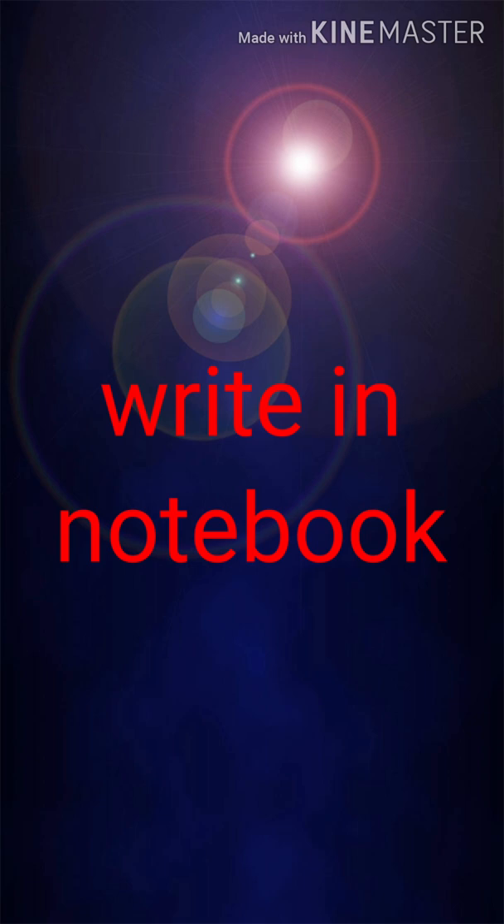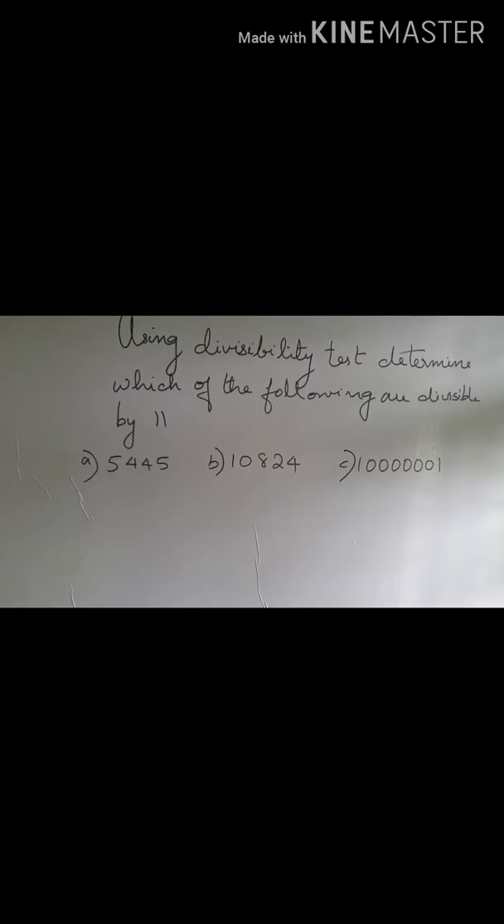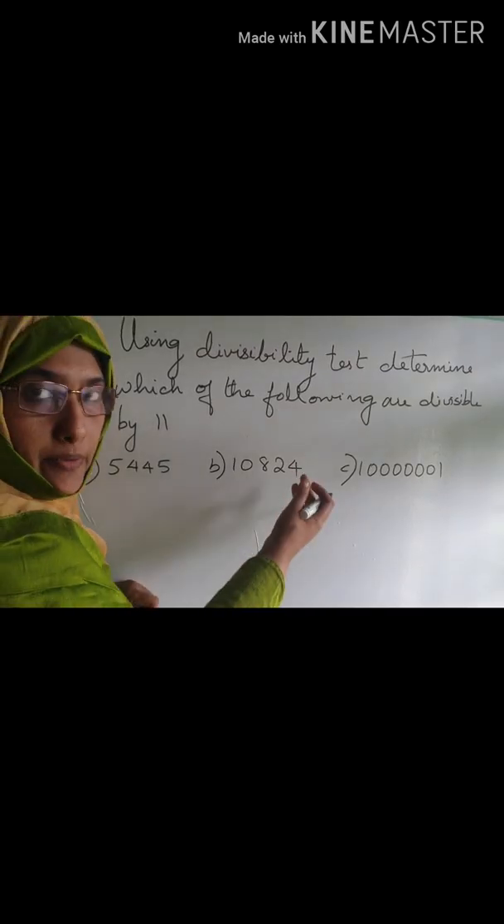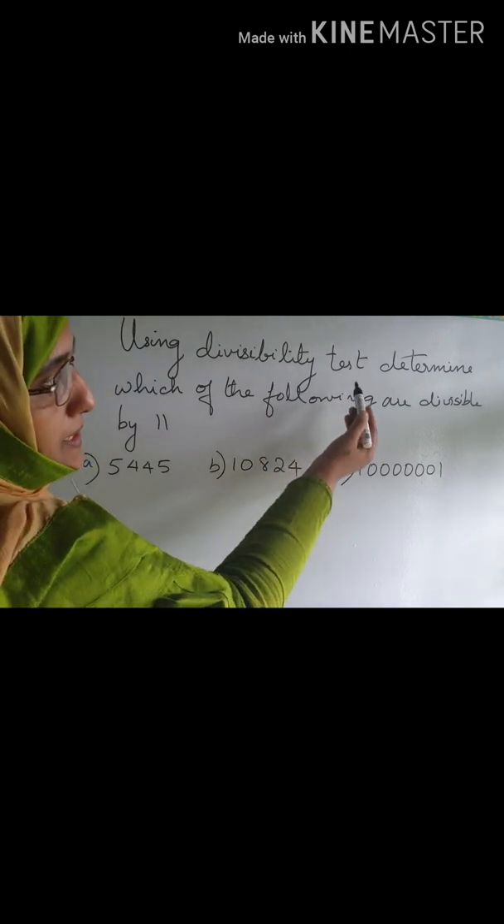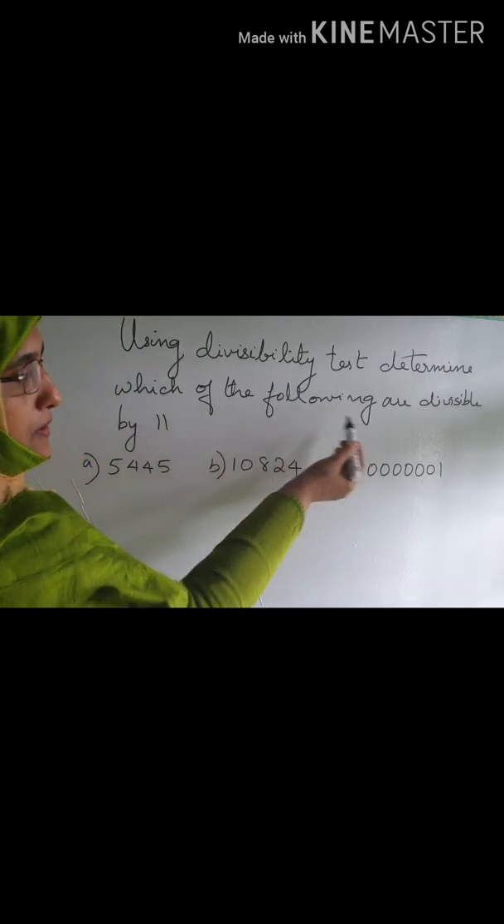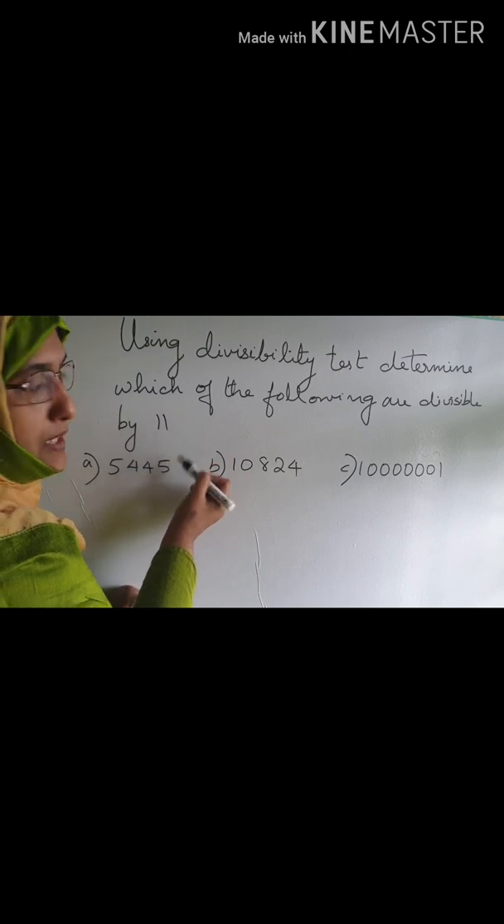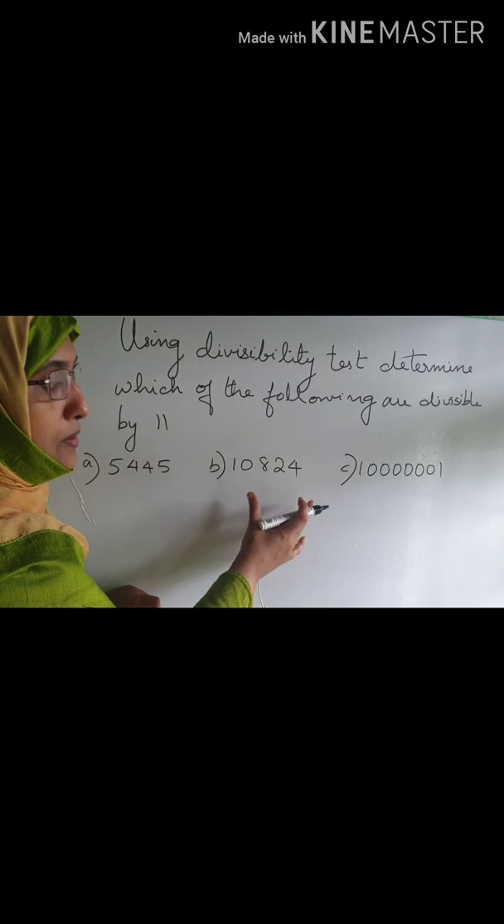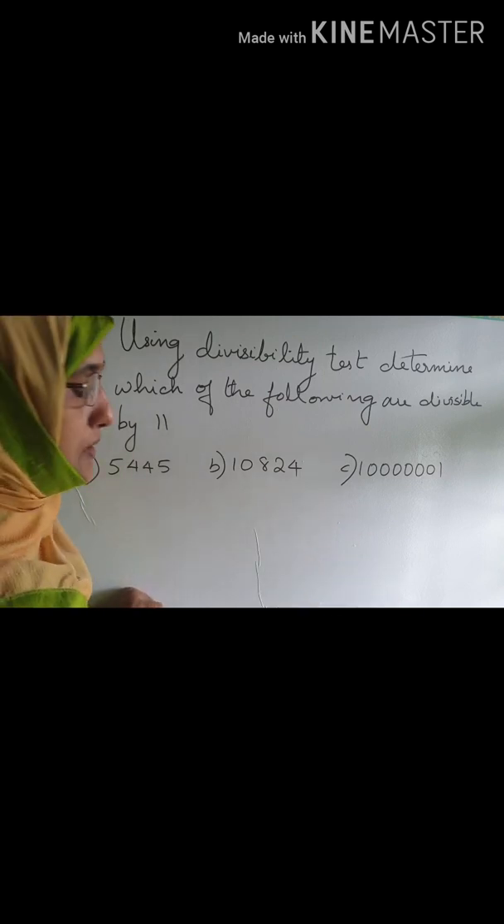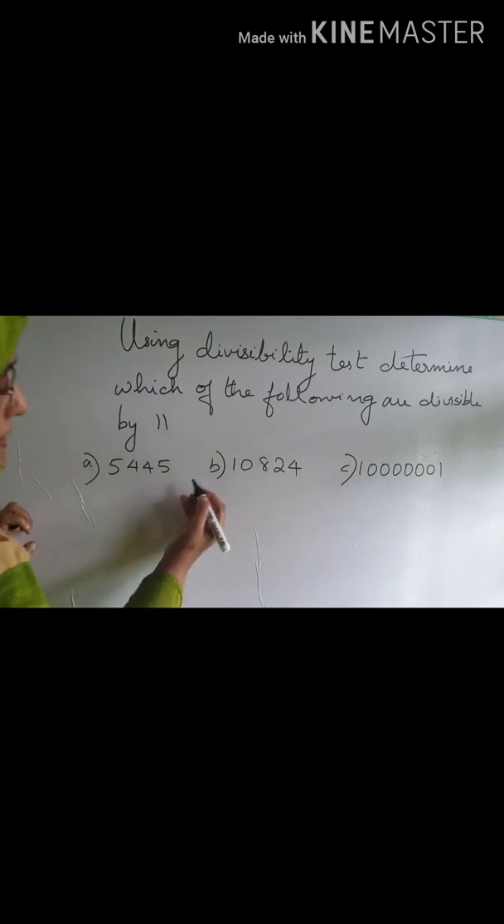From here you write all the questions and answers in your notebook. Now see, these are exercise questions, so you can write this in your notebook. Using divisibility test, determine which of the following are divisible by 11. Some numbers are given there. You have to find whether they are divisible by 11. So you know how to find the divisibility of 11. So we will do the first one. What is the first step here?